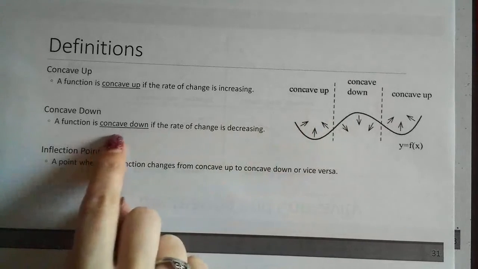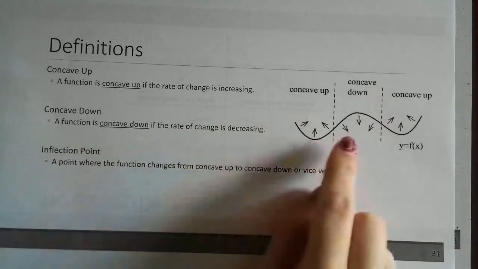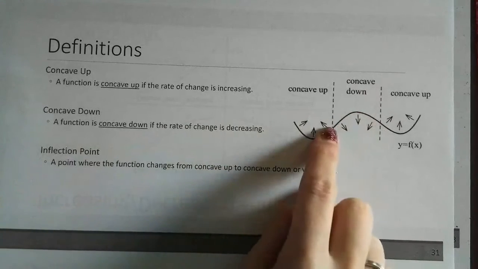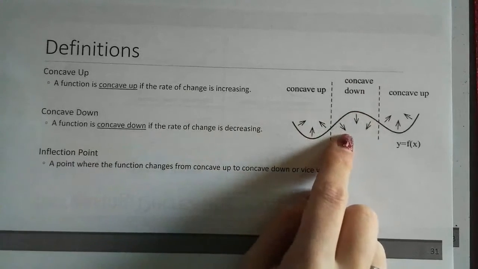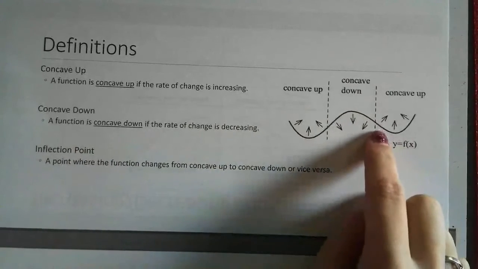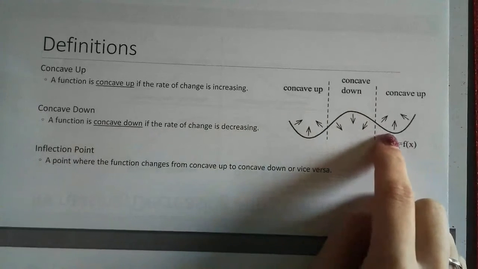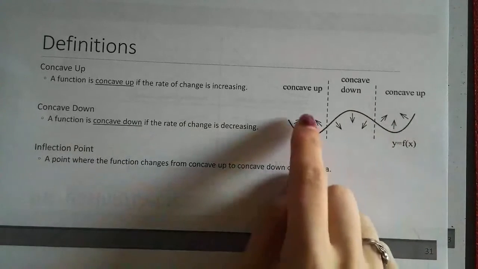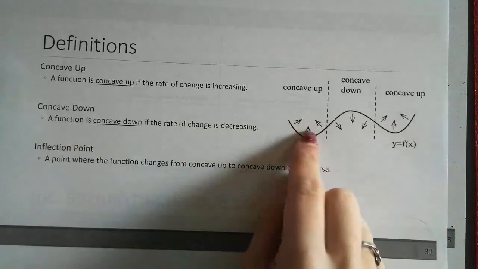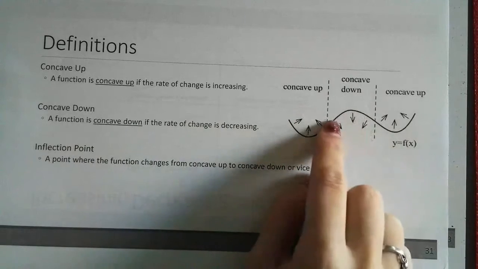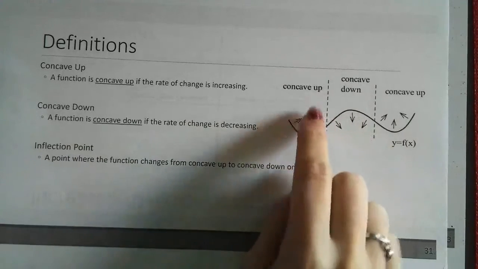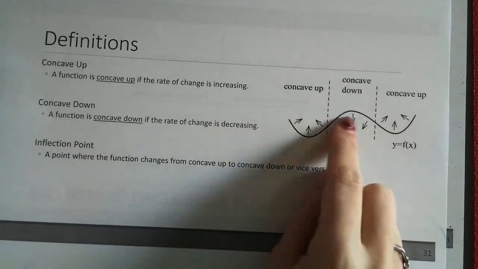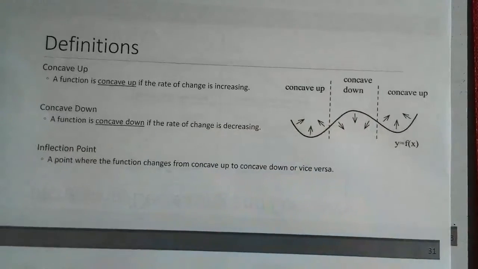A function is concave down if the rate of change is decreasing. So we were going positive and then we level out, and now we're going negative. So this one's concave down. And then we're concave up again because we go from having a negative slope to having a positive slope. But notice this kind of has an upward cup shape. This one has a downward cup shape. So concave up is going to look like an upward cup. Concave down is going to look like a downward cup.